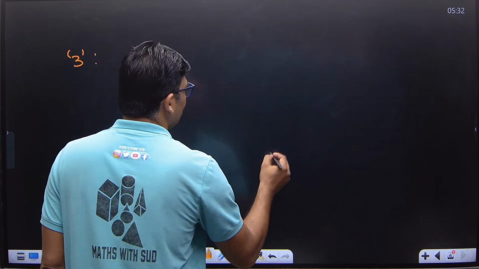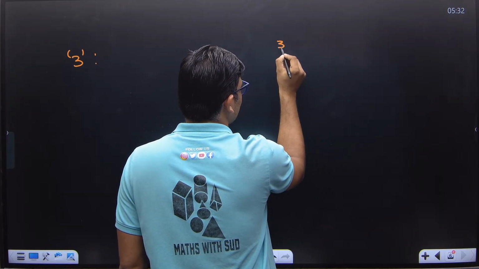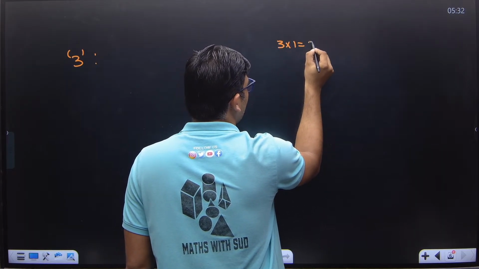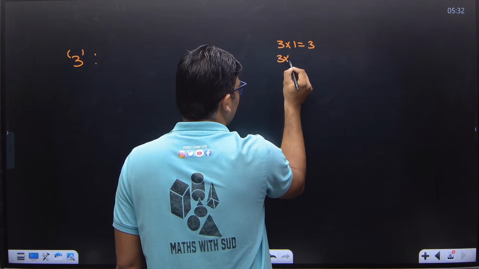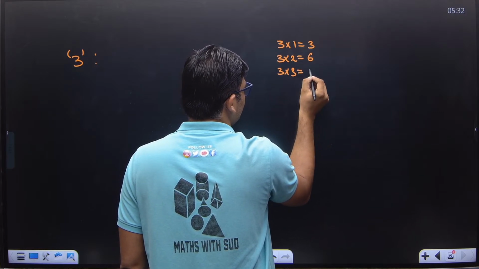So I am writing the table of 3 up to 15. And I will also write the digital sum as well. So 3 into 1 is how much? You can write along with me. 3. 3 into 2 is how much? 6. 3 into 3 is how much? 9.